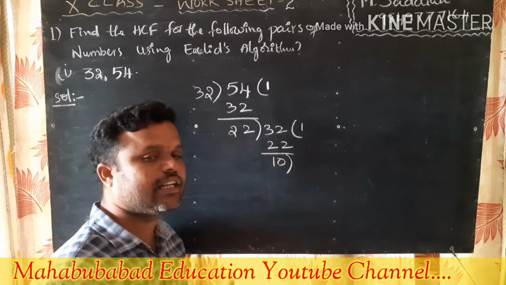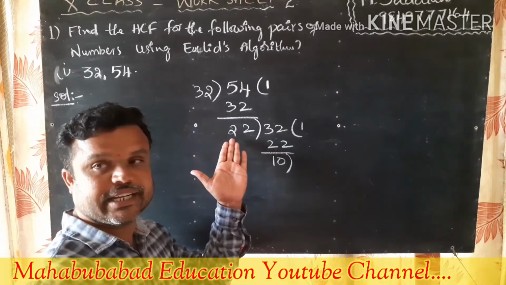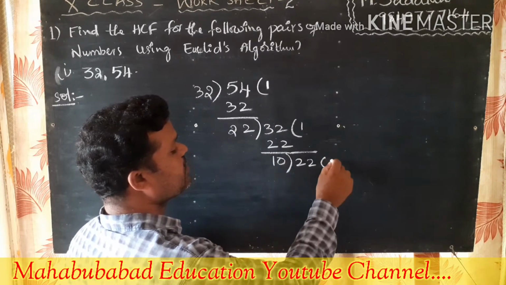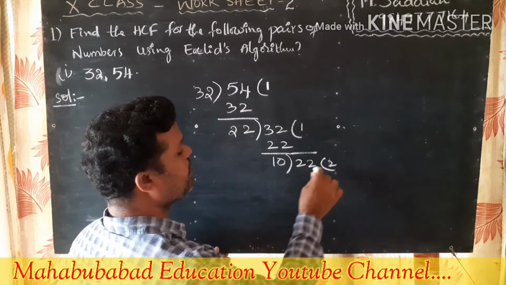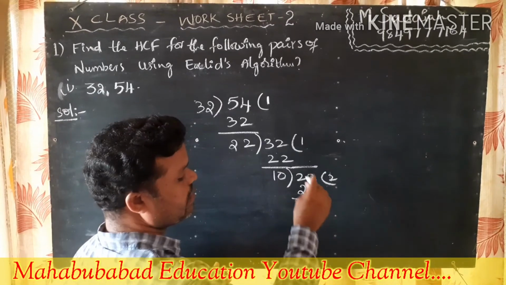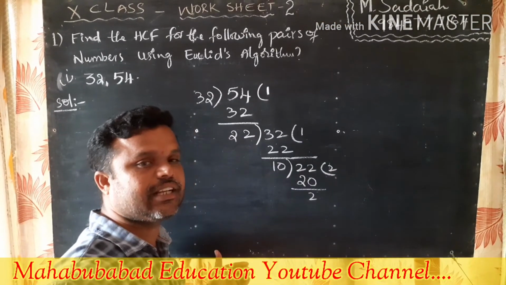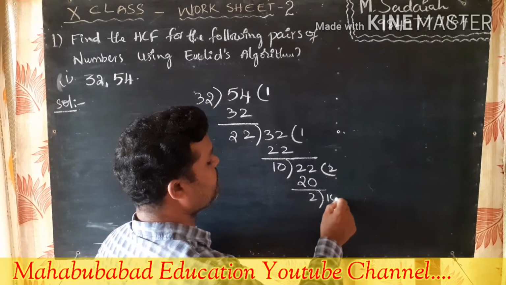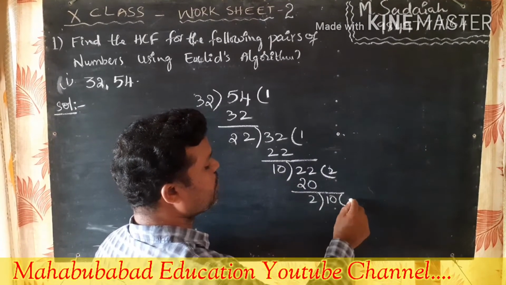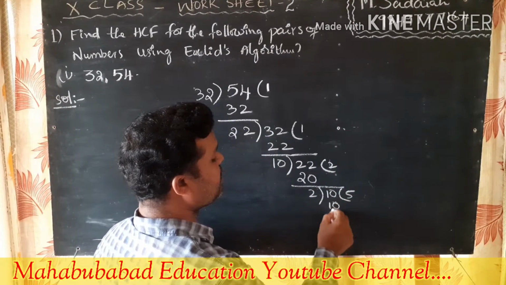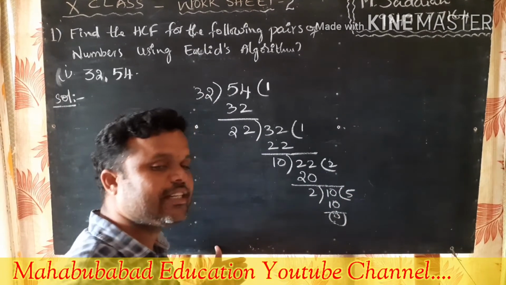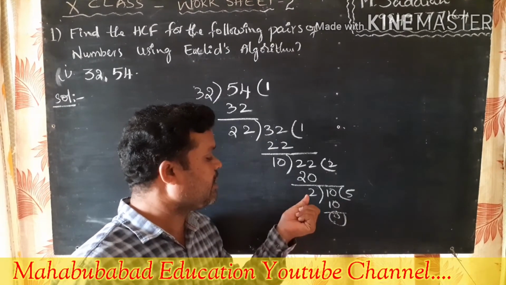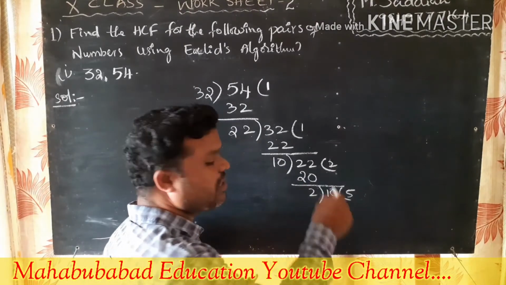We did not get the remainder 0, so again take down 22 here. 10 into 2 is 20, so the remainder is 2. Till we get the remainder 0, continue the process by taking 10 as the dividend and 2 as the divisor. 2 into 5 is 10. Finally we got the remainder 0, so we can stop the procedure. The divisor for which we get the remainder 0 is our HCF.